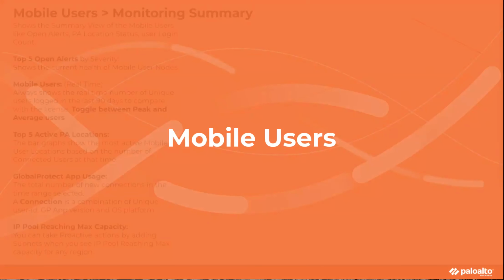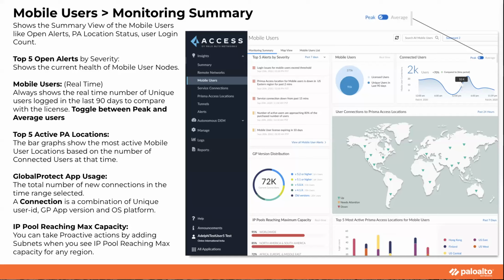Mobile users dashboard. Like the remote networks dashboard, the mobile users dashboard also has 3 tabs: monitoring summary, map view, and mobile user list.